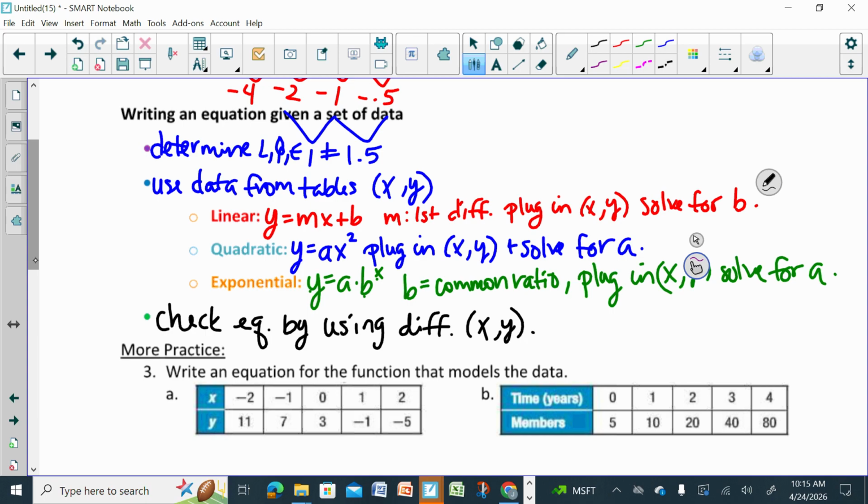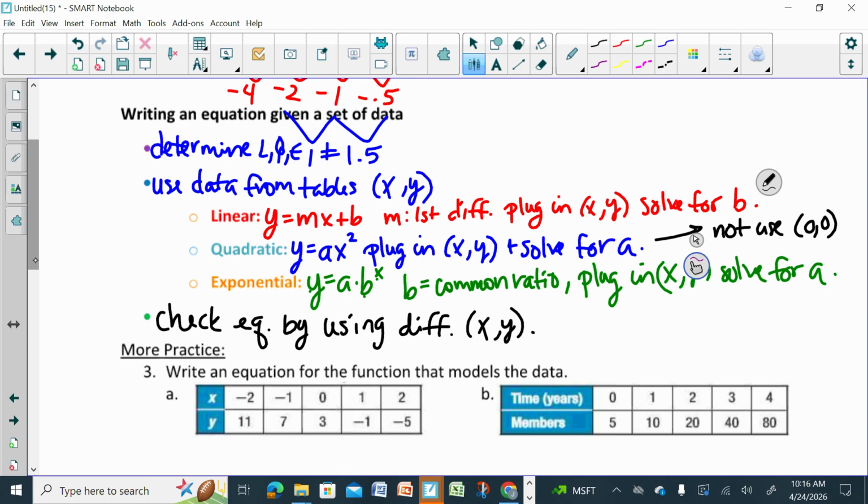And I think there's one extra little thing here. For the quadratic, you cannot use 0, 0. So 0, 0 would make everything turn into 0. It's the vertex, and it won't tell you the A value. Everything will just turn into 0. So that's the only ordered pair you cannot use if it's in the table.